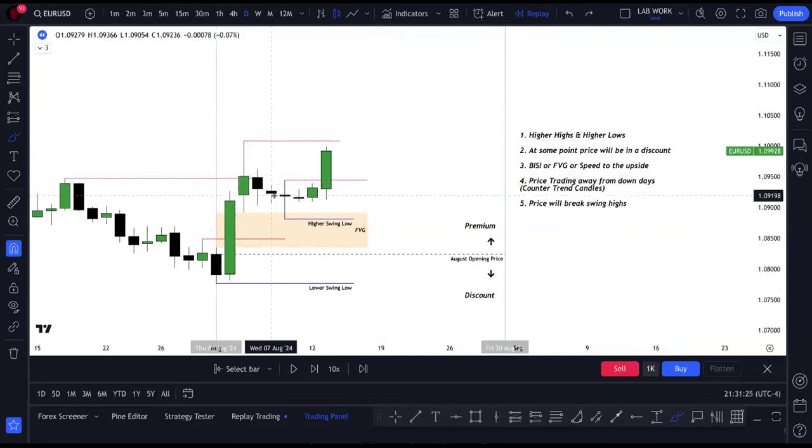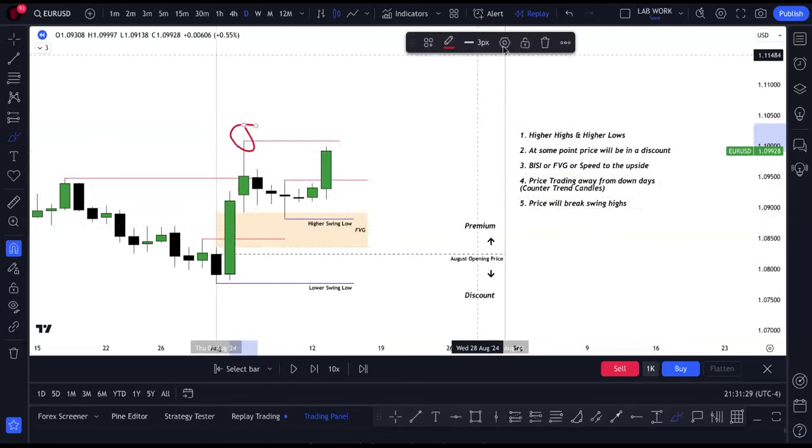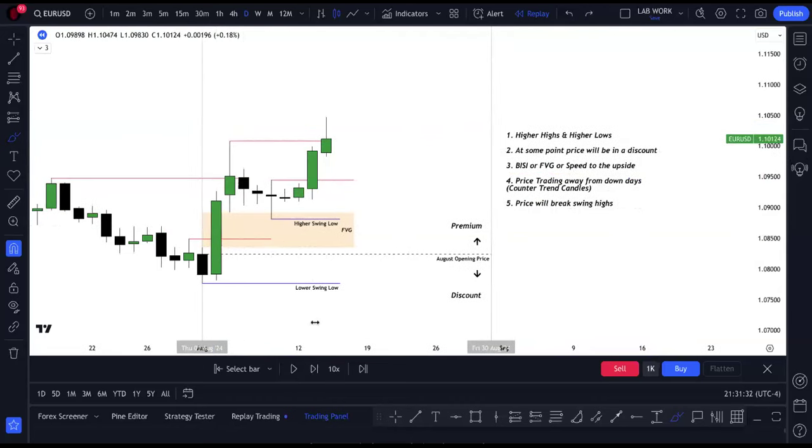Awesome. Now we also have a higher swing low. Price is breaking a swing high. Odds are it's gonna run. It's gonna run for that high. What happens? It runs the high.